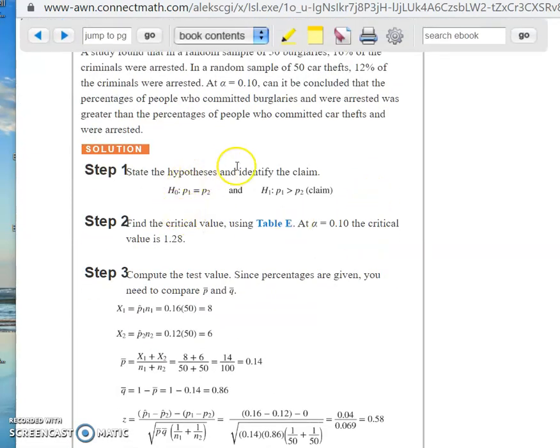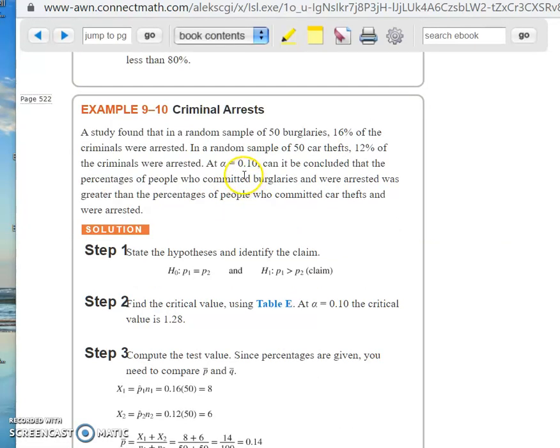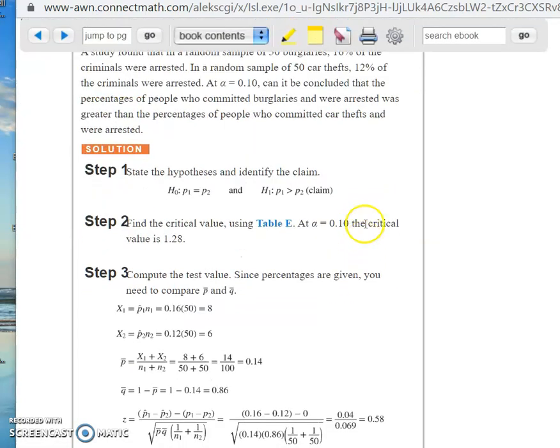Okay, so the hypothesis is very simple. It's P1 is equal to P2. That's the null hypothesis. The null hypothesis is always the same. You're always saying there is no difference. It's the status quo. Somebody has to prove; I'm demanding proof. And then the claim is that the researcher is claiming P1, the percentage of burglaries, 16%, is greater than 12%. That's the claim, that the population P, not the P hat, is greater. P1 is greater than P2.